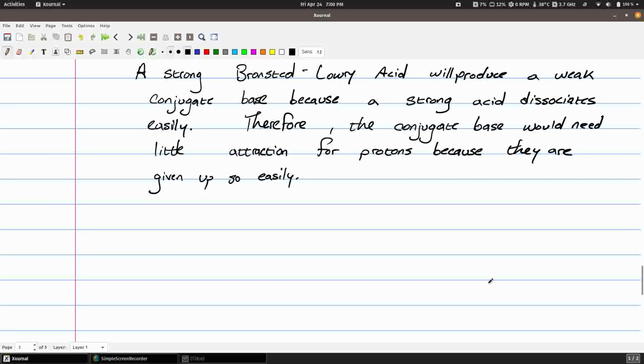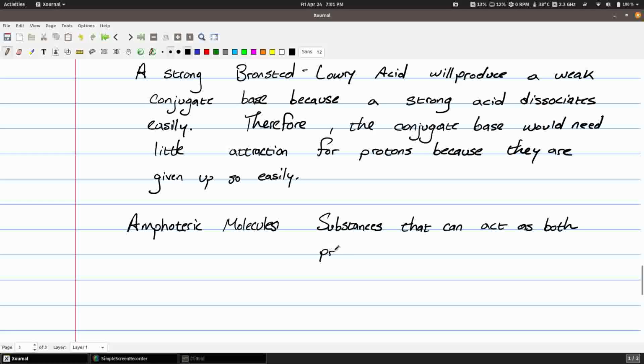And then one more thing, I probably should have gone over this before, but we have amphoteric molecules. Substances that can act as both an acid and base by being a proton acceptor or donor. So this would be substances that can act as both proton acceptor and proton donor.